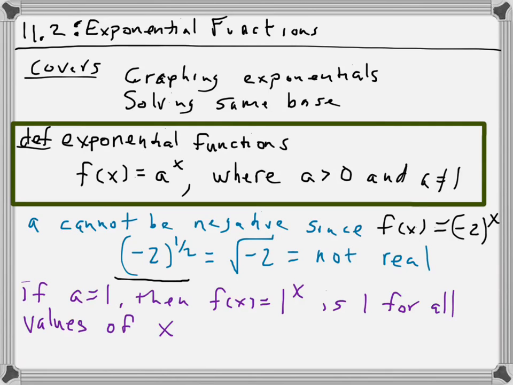Well, what happens if that base is 1? That's just boring, because 1 to any power is just 1. It would just be a straight line y equals 1, because 1 to the 0 power is 1, 1 to the first power is 1, 1 to the 1/2 power is the square root of 1, which is 1, 1 to the 1/3 power is the cube root of 1, which is still 1, and 1 to the 9,000 power is just 1 times itself 9,000 times, which is still 1. That's why we say a can't be the number 1, because then it's just the line y equals 1.